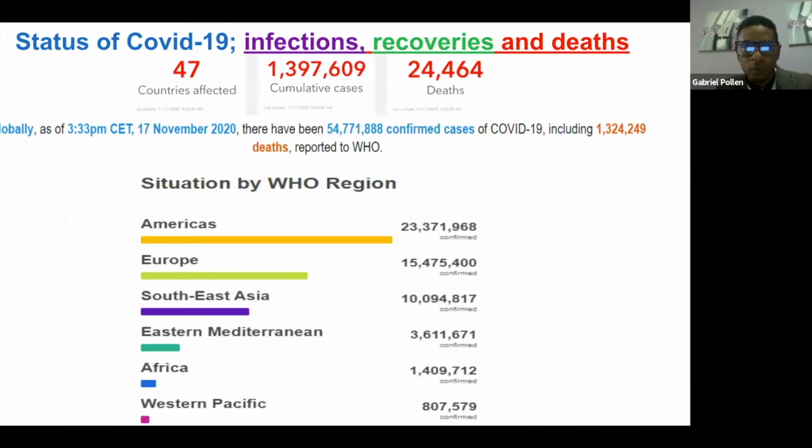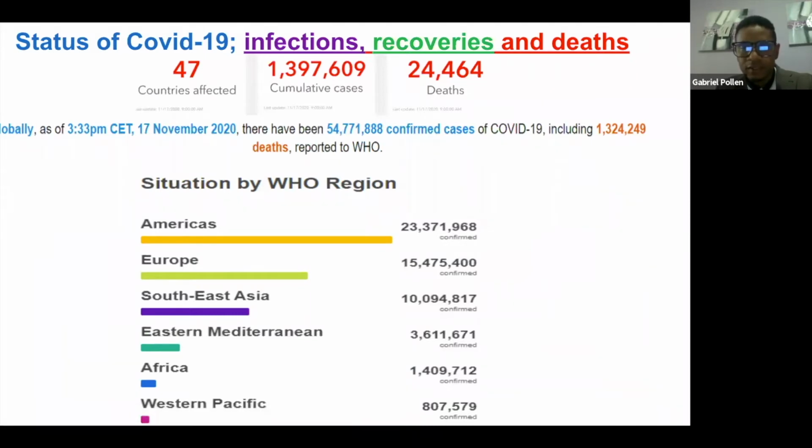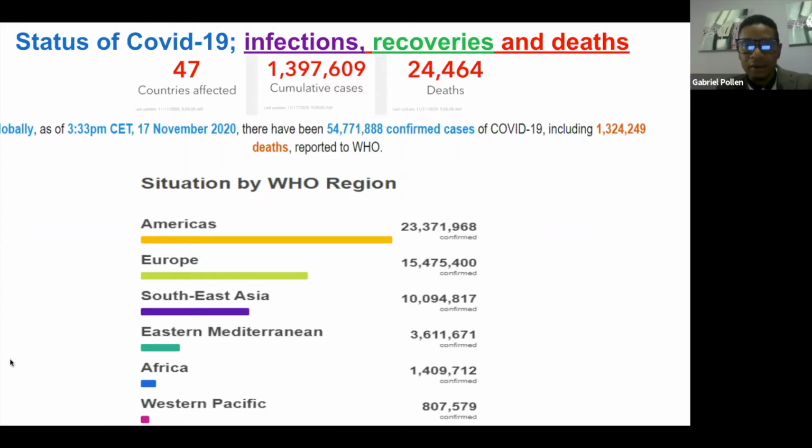But if we look at the global scale of infection, it's over 54 million confirmed cases that have been reported to WHO as of yesterday at 3:33 p.m. With over 1.3 million deaths. So the number of deaths across the world is almost equivalent to the cumulative cases that have been reported in Africa.